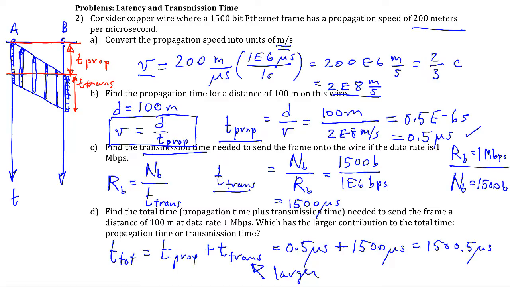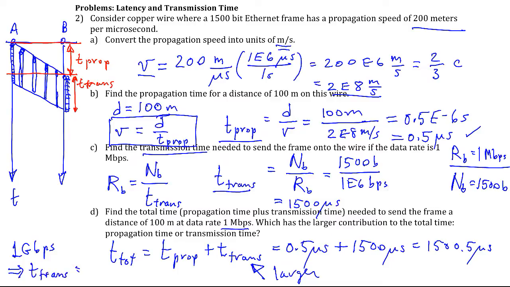And so for the final comment here, I'll say that if we were to increase our bit rate by a factor of 1,000 and go to 1 gigabit per second, then for our T trans, I'd have a 1e to the 9th in the denominator of this equation, and I get 1500e to the minus 9, which is 1.5 microseconds. And so if I had 1 gigabit per second, T trans is 1.5 microseconds.